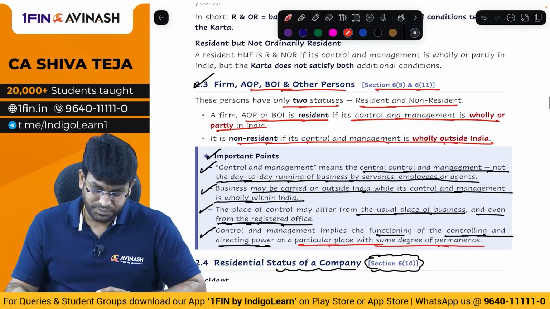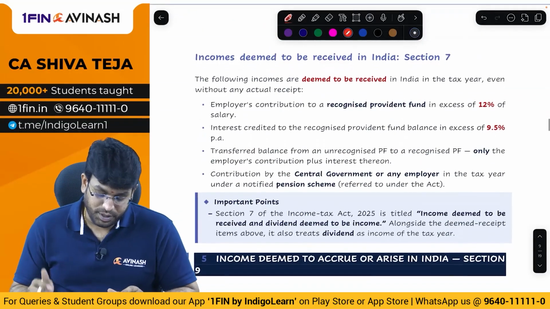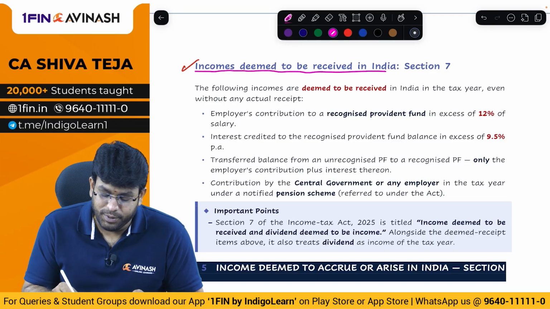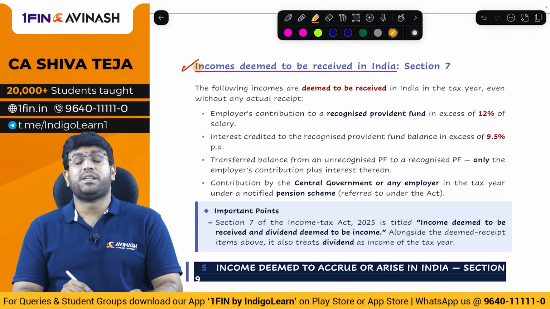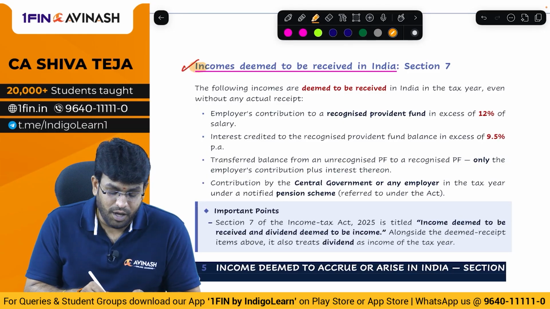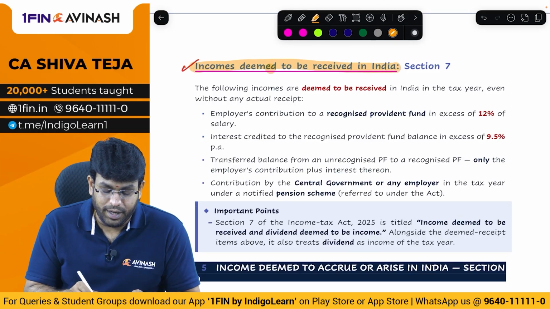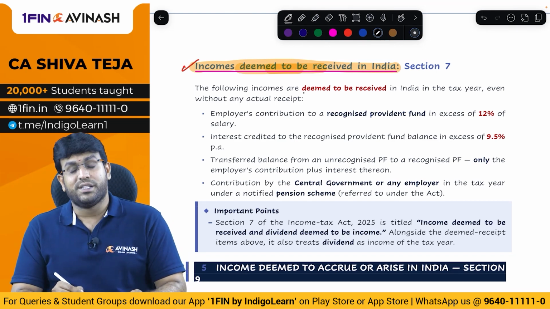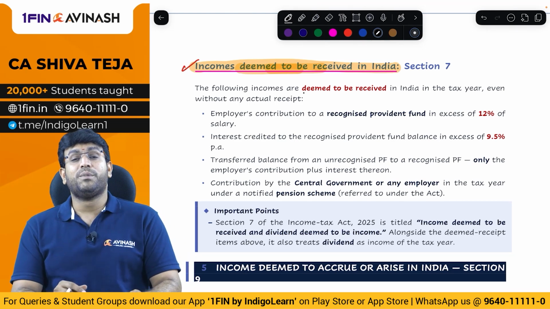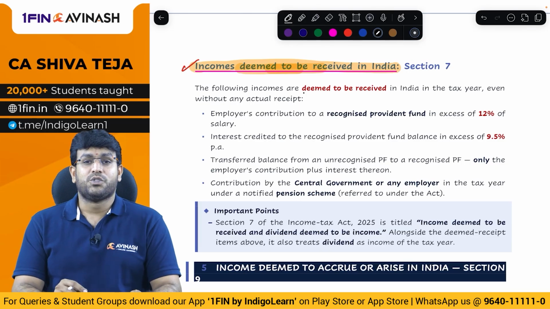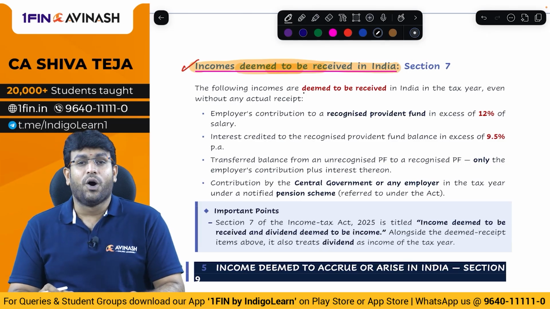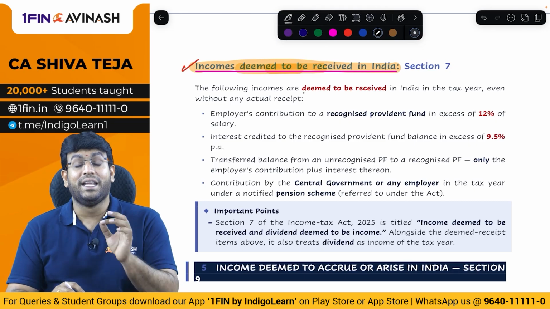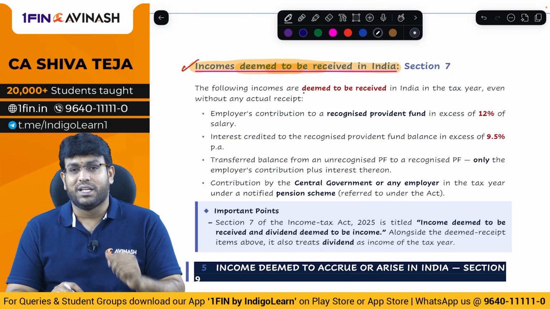Come on. Next point. Let me talk about section 7, which deals with the concept of income deemed to be received in India. This concept is interesting for a simple reason, my dear friends. We have discussed the point that an income is regarded as Indian income in the following case: if it is accrued or received or deemed to be received or deemed to accrue or arise in India, it is regarded as an Indian income. That is the point we clearly discussed.